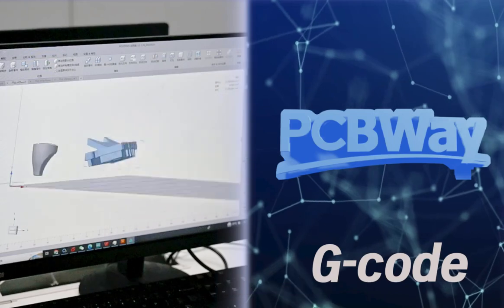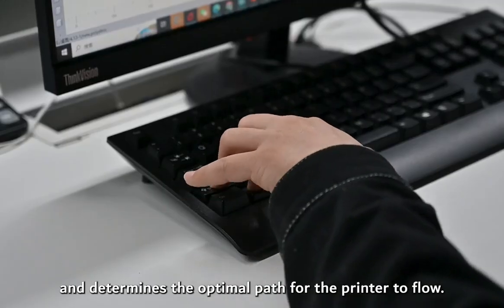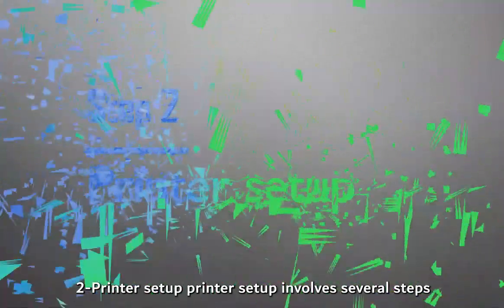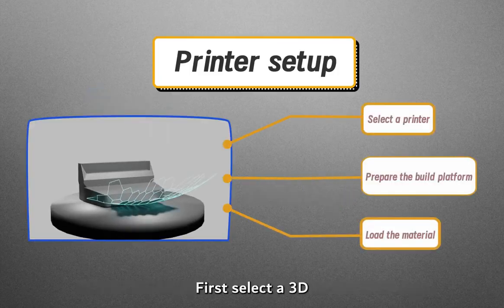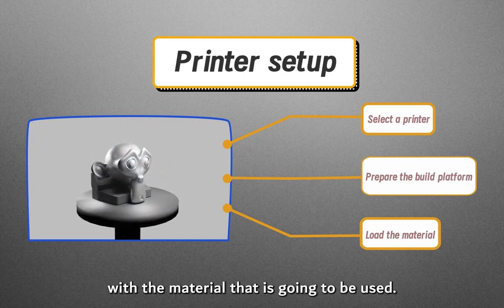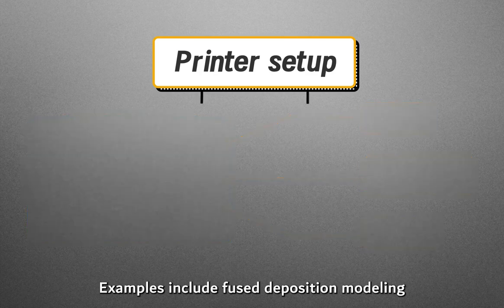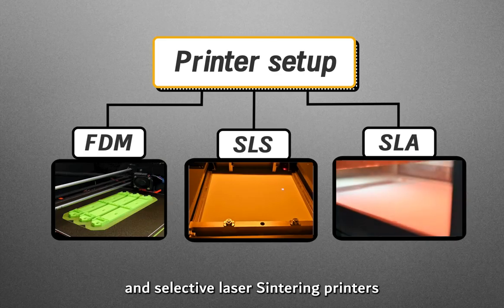To achieve this, the software divides the model into thin, horizontal layers and determines the optimal path for the printer to follow. 2. Printer setup. Printer setup involves several steps. First, select a 3D printer that meets the needs and is compatible with the material that is going to be used. Examples include fused deposition modeling, stereolithography, and selective laser sintering printers.